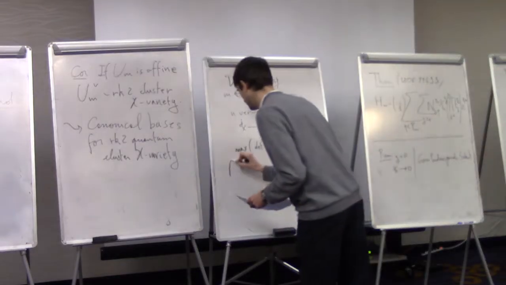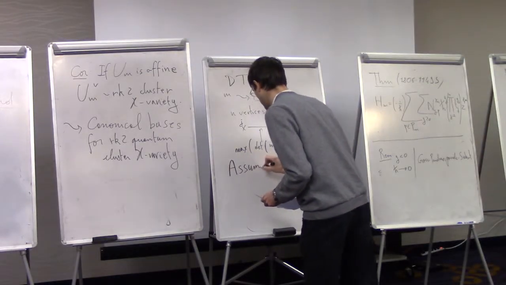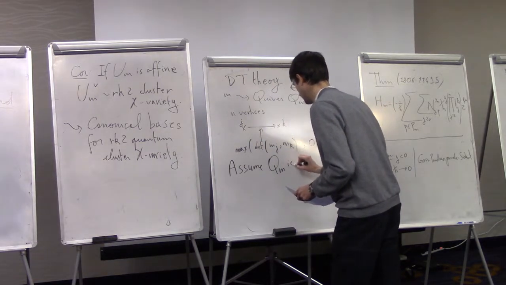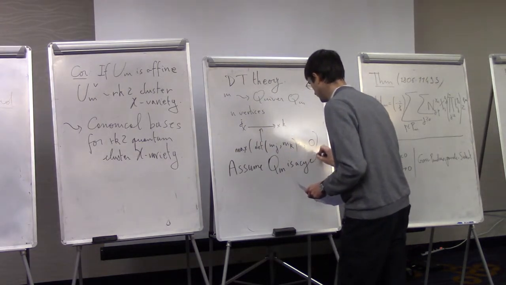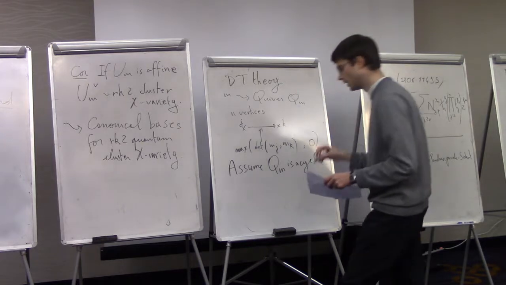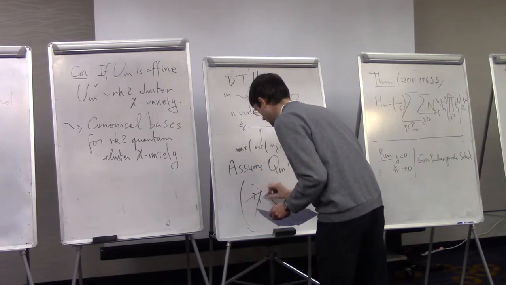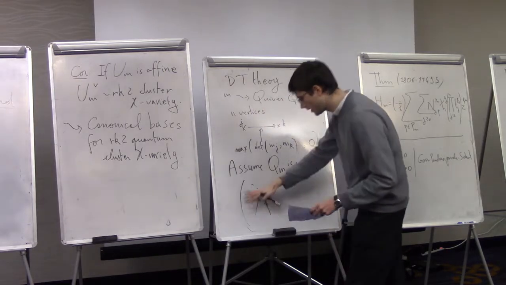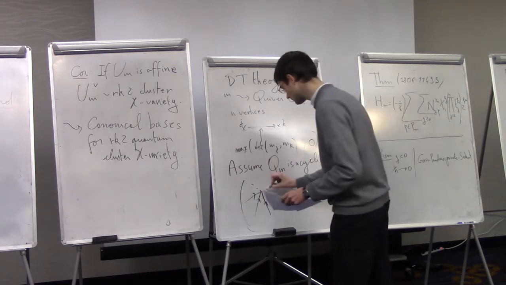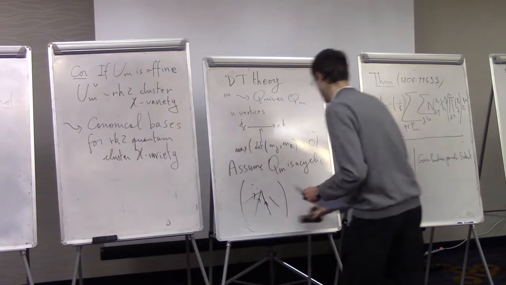And now assume that this quiver is acyclic, so without closed cycles. In fact, you can easily check this. It's like assuming that the initial rays of the scattering diagram are all inside one half plane.